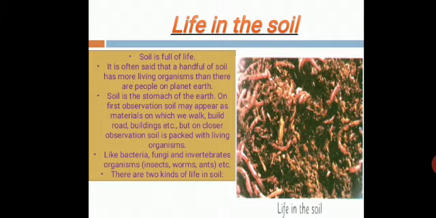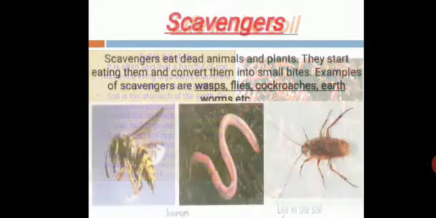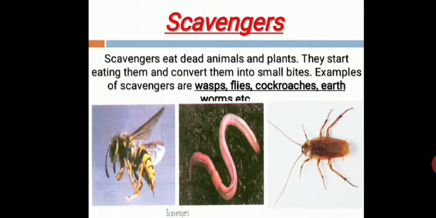Okay students, how many kinds of life are there in soil? Students, there are two kinds of life in soil. Number one is scavengers. What are scavengers? Scavengers eat dead animals and plants. They start eating them and convert them into small bites. For example, wasps, flies, cockroaches, earthworms.